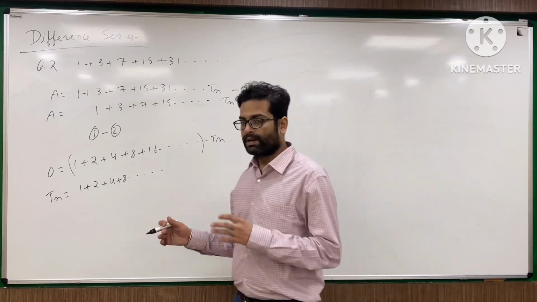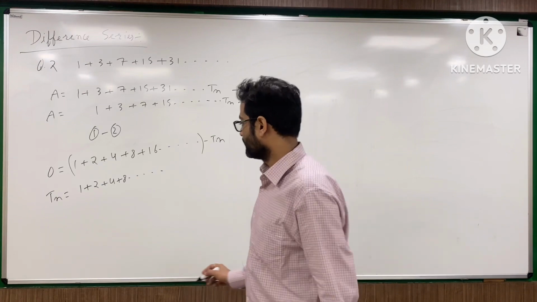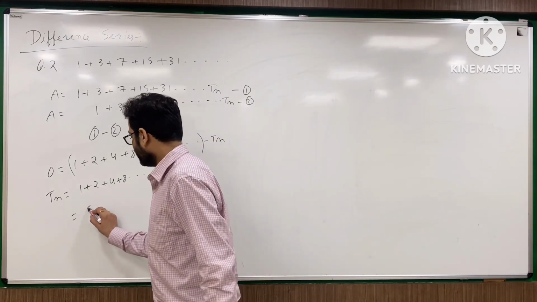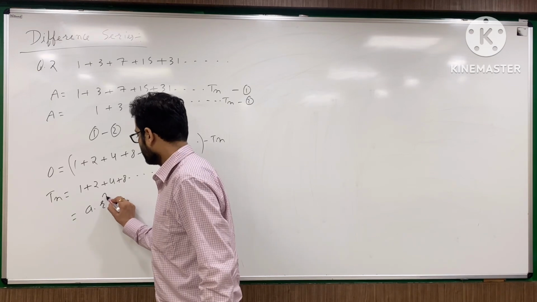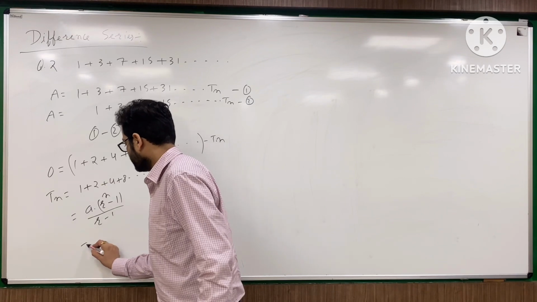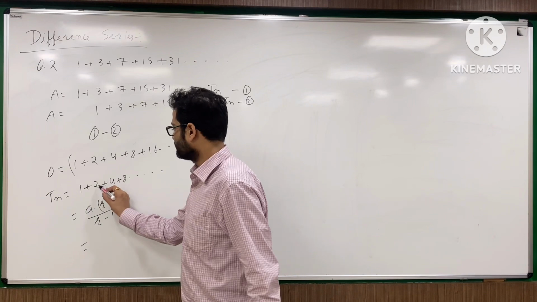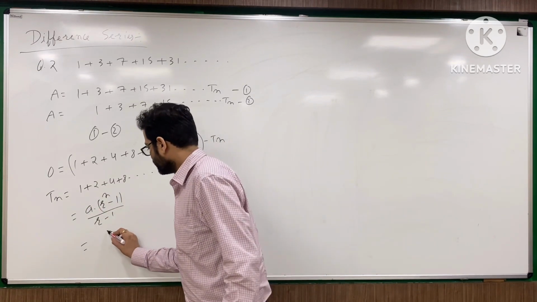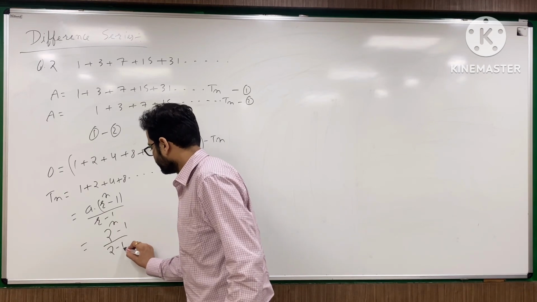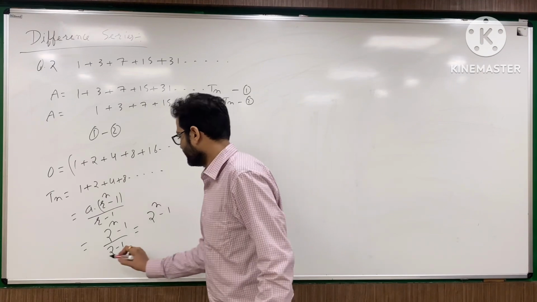Okay. Now we find this is a GP, the n terms of a GP. And we know the formula of GP. What is the formula? A into r to the power n minus 1 upon r minus 1. Here A is the first term, 1, and r is the second term upon the first term, 2. Then we get 2 to the power n minus 1 upon 2 minus 1. So we find 2 to the power n minus 1 as Tn.